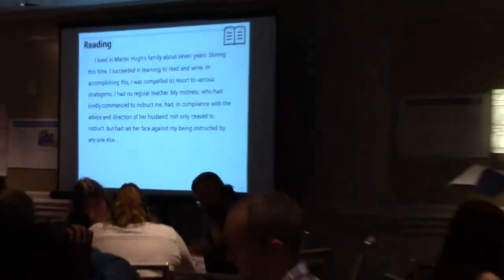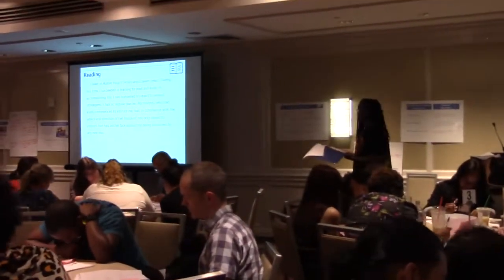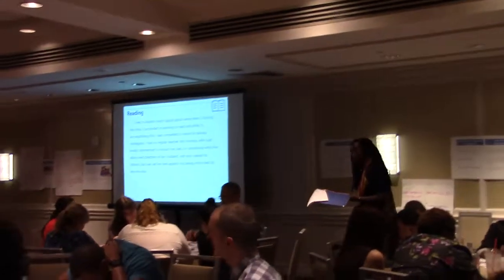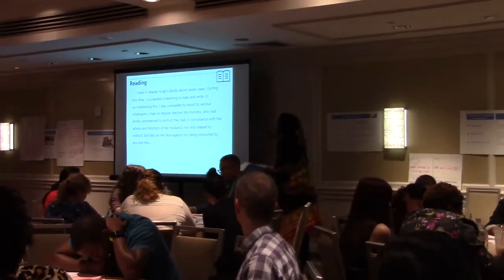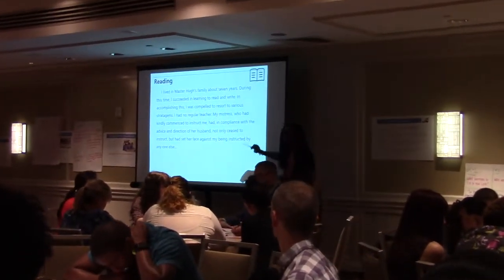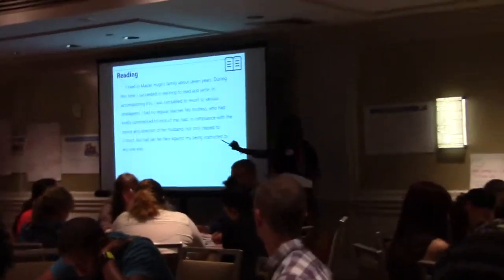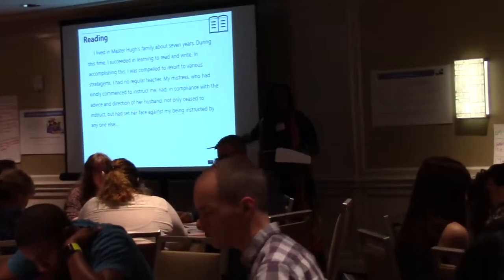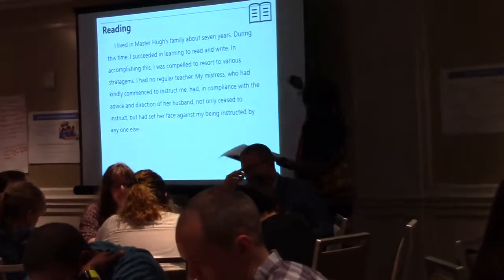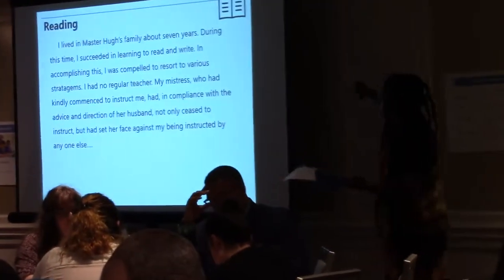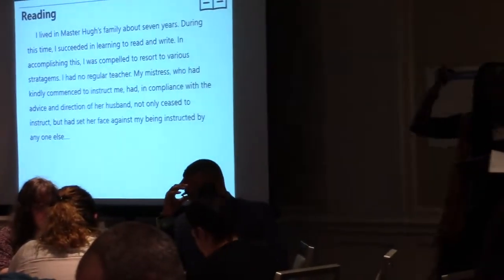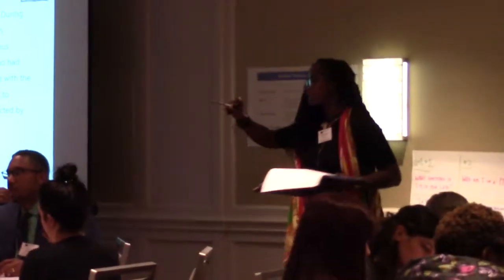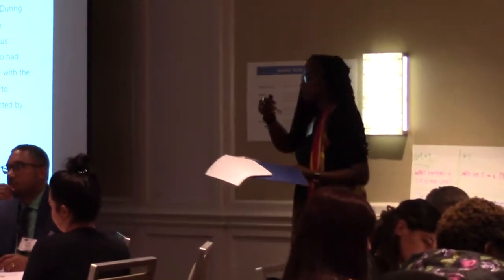In compliance with the advice and direction of her husband. Even if this wasn't the question that you're being asked by the teacher, there's a shift happening in this text, right? Something started and then something else happened. So I need to know what happened or else I can't get to the end of the text. In compliance with the advice and direction of her husband. So now I know that the reading stopped and now I need to find out why. So in compliance means that it's because he told her to.